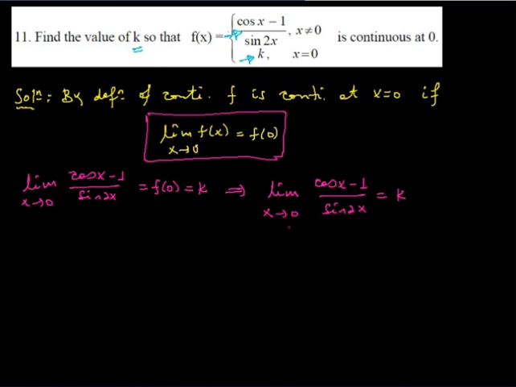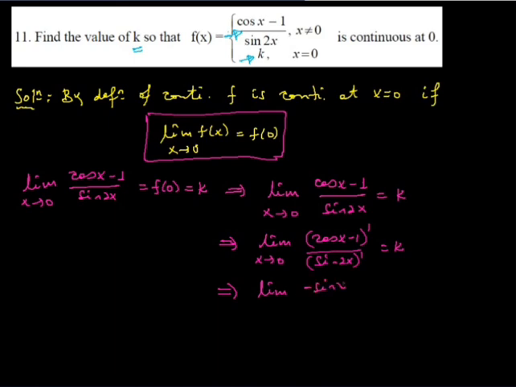In this case we use L'Hopital's rule. Rather than using another technique, to reach the answer quickly we prefer to use L'Hopital's rule. So this is the limit of the derivative of cos x minus 1 over the derivative of sine 2x as x approaches 0, which equals k. The derivative of cos x is minus sine x, the derivative of minus 1 is 0, and the derivative of sine 2x is 2 times cos 2x.